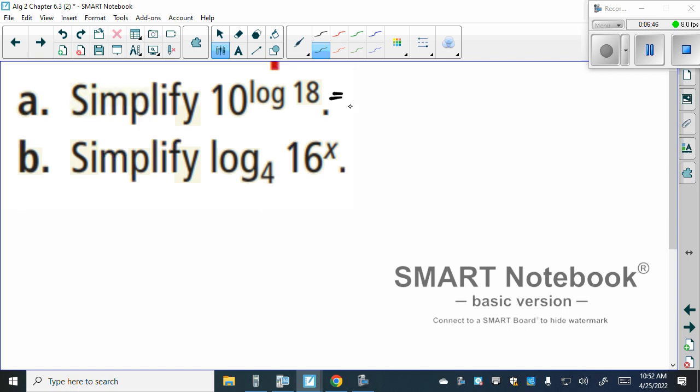What would happen if I try to simplify 10 to the log of 18? What would we get? 18, because even though it's not written, it's understood that the base is 10. So 10 to the log base 10 of 18: the base and what we put it to are the same, so they simplify out, leaving us with 18.